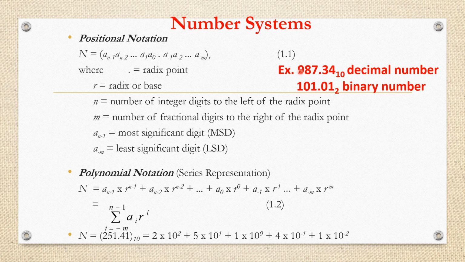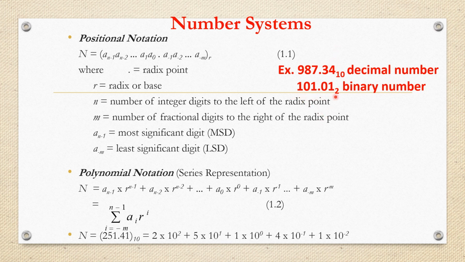So it is 9 into 10 square. Here it is 8 into 10 to the power 1, 7 into 10 to the power 0. And after the decimal point, it is 3 into 10 to the power minus 1. And here it is 4 into 10 to the power minus 2.